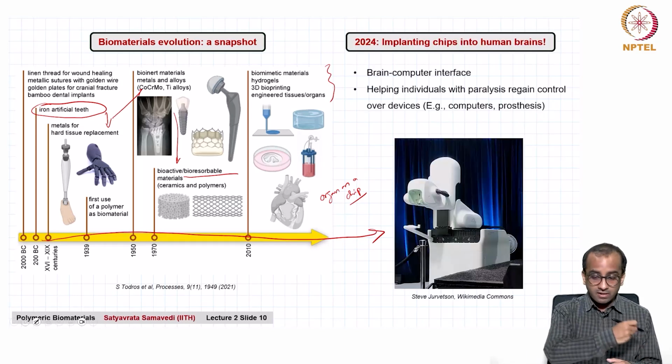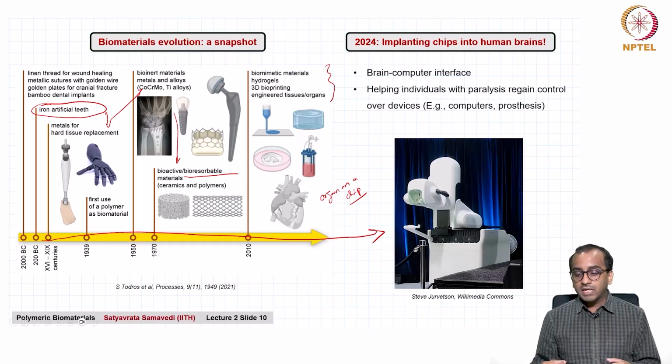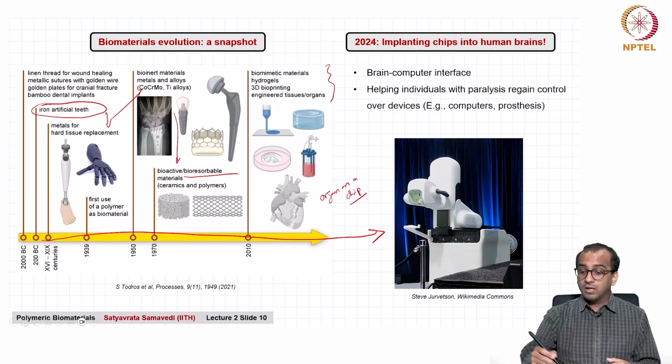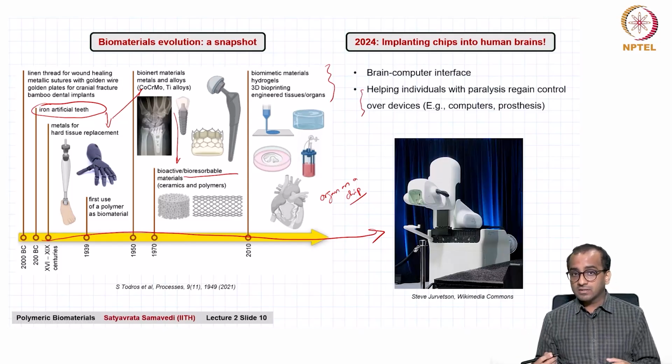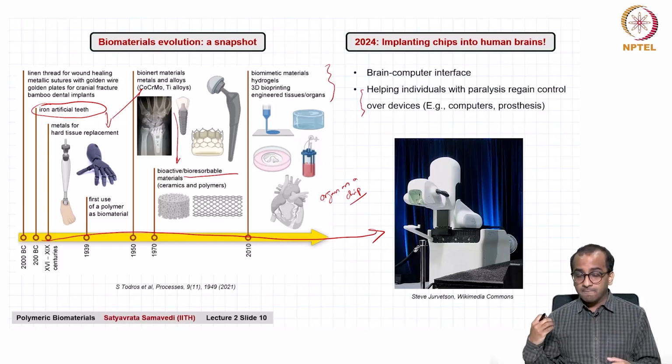Today, we are now talking about implanting chips into human brains, and the goal is very specific. The goal is to help individuals with paralysis regain control over devices. So, somebody could potentially be implanted with electrodes, titanium electrodes if you will, into the brain, and they can be monitored and specifically stimulated such that now this person can have a thought, and with that they can control things like computers or even processes moving forward.